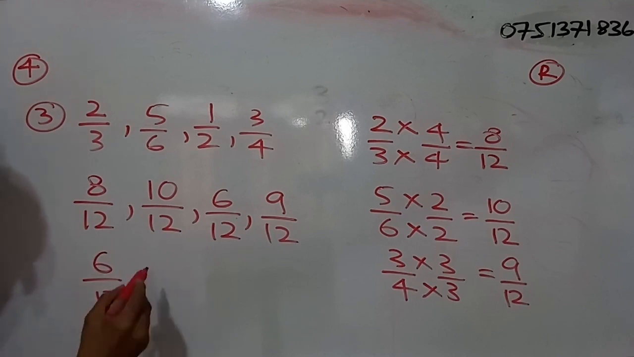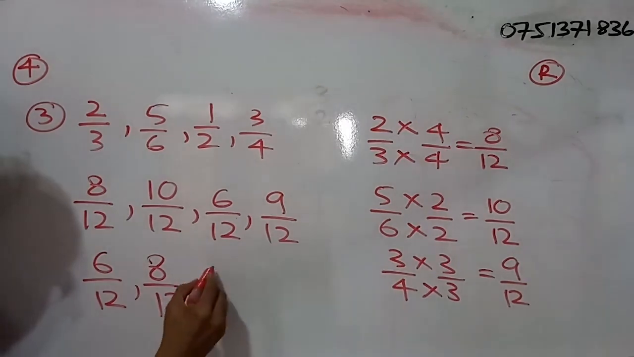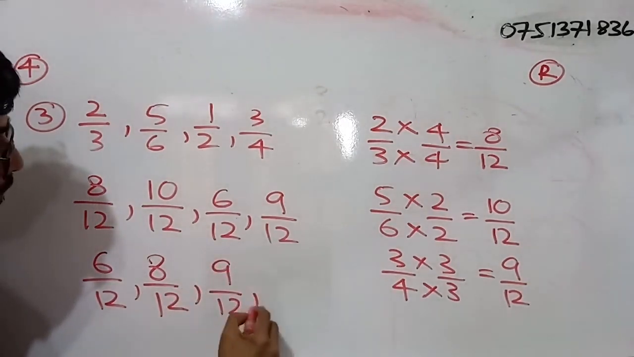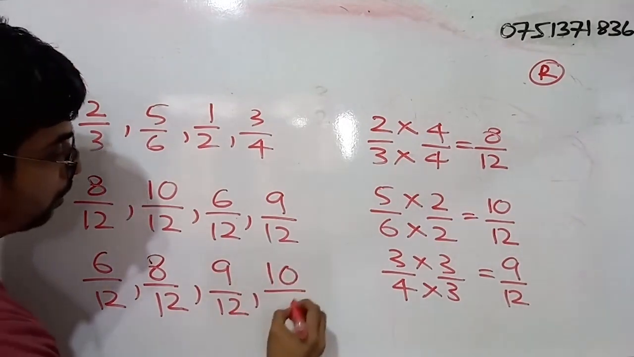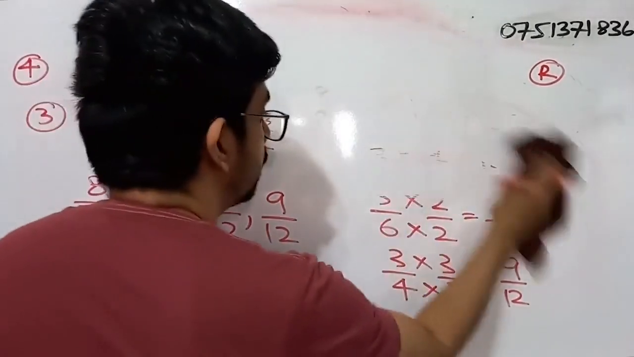Then comes what? 8 by 12, right? Then we have 9 by 12. Then we have 10 by 12. So now the thing is, we have to leave the answer from the fractions that have been given to us. So 6 by 12 means what? Right, I will write the answers here.